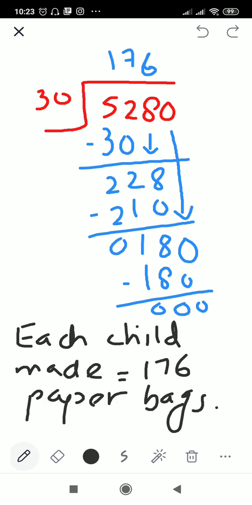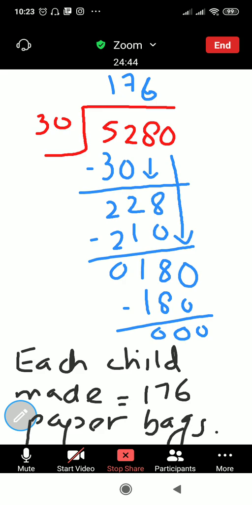We are going to divide it, and whenever in any question it is required to find out about each thing, about one thing, then we have to divide in that question. All right, okay.